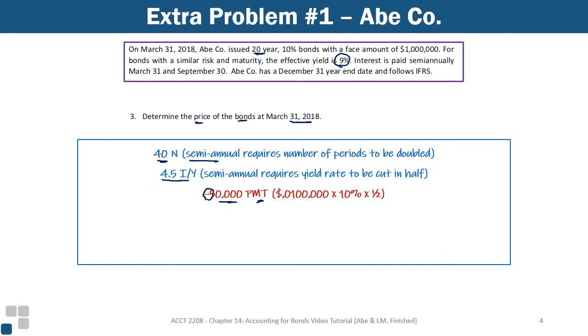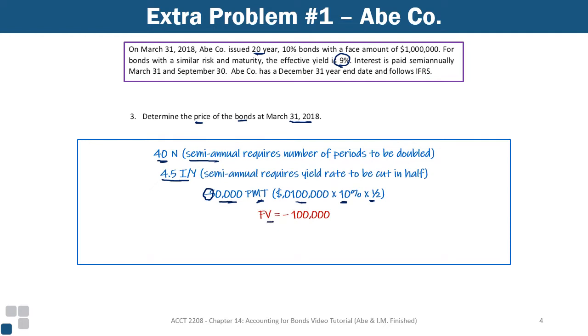Now, if you put a negative in front of it, then the answer will pop out as a positive. If you don't put a negative in front of it, just put 50,000 PMT for the payment, then the calculator will give you FV with a negative sign or PV with a negative sign, but don't worry about it, just go with absolute values. And that's calculated as $1 million times 10% times a half. So $1 million bonds that pay 10% interest, but it's only twice per year. So you have to cut that in half.